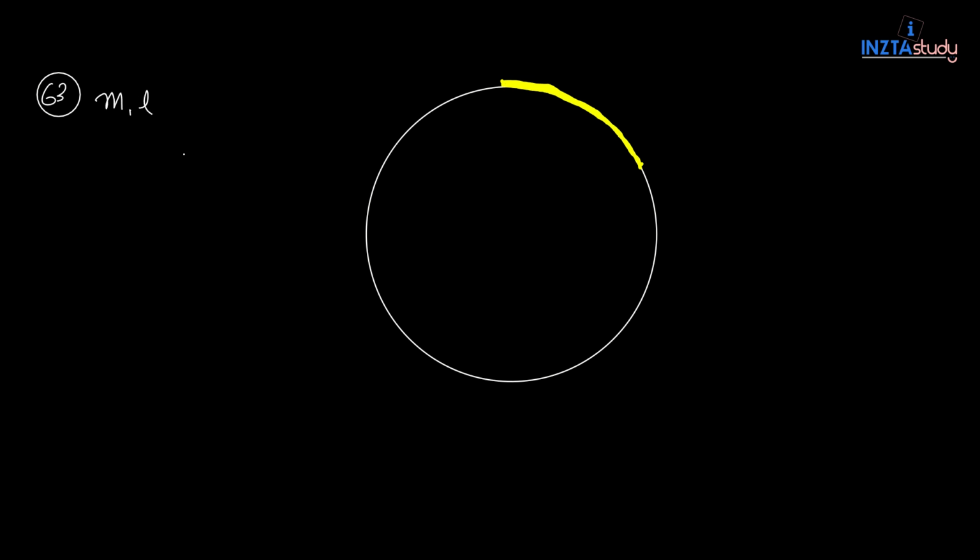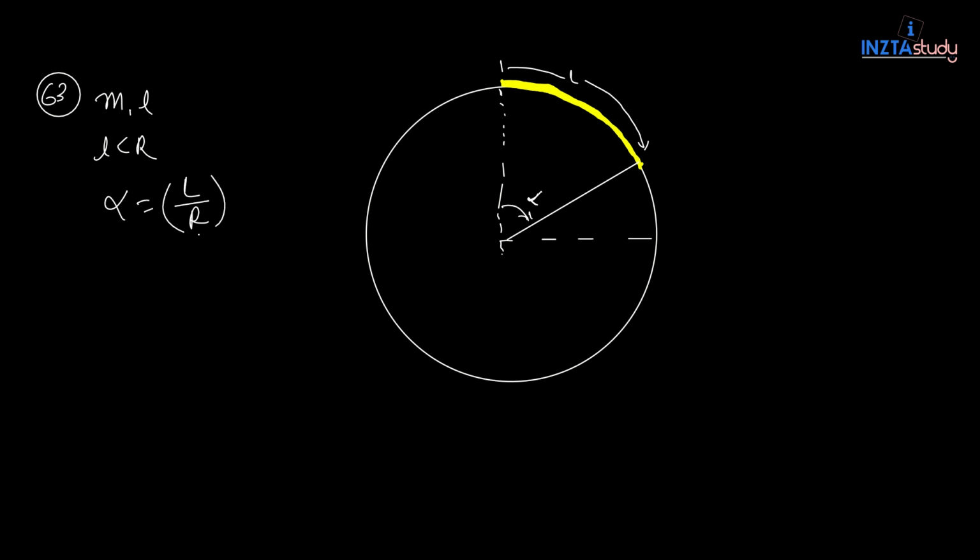So here we have to find out the potential energy of this chain, and it is given that this length L is less than the radius of this sphere. It means it will be somewhere in this first quadrant. Suppose this is the length L and this is the radius, so it is going to make an angle of alpha at the center. So alpha is equal to L by R. Now the first question is: what is the potential energy of this chain?